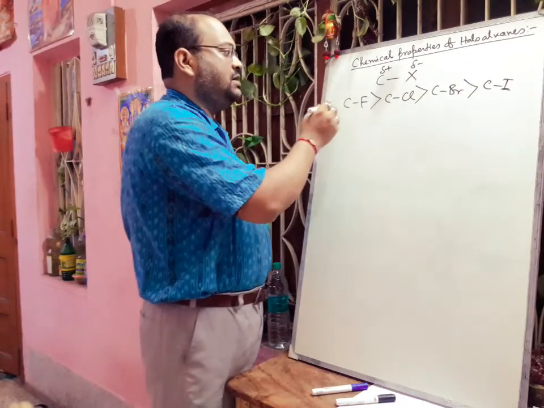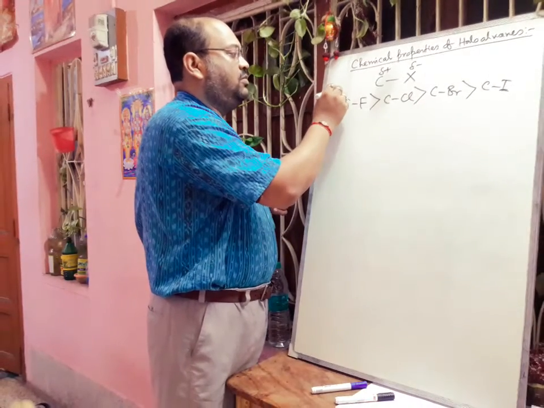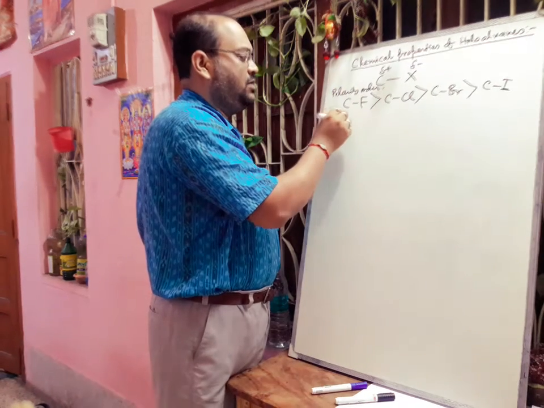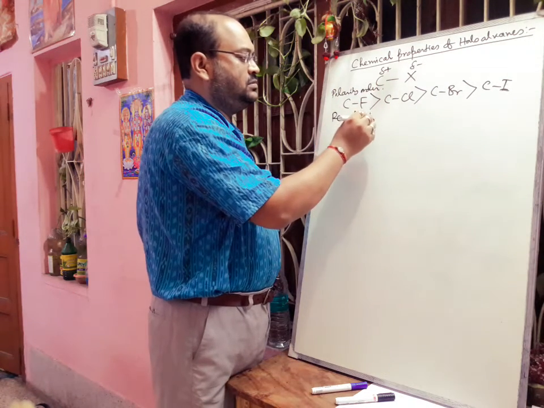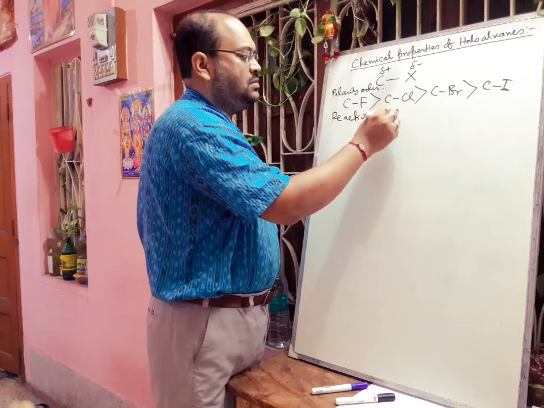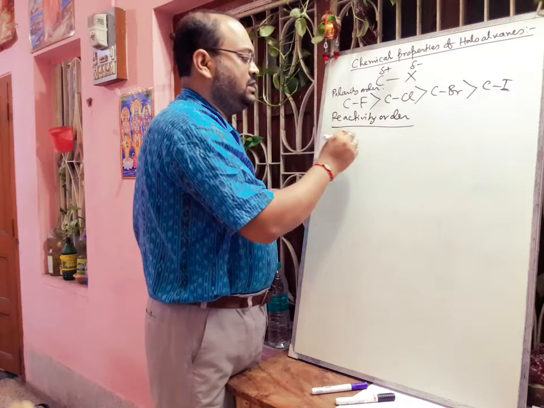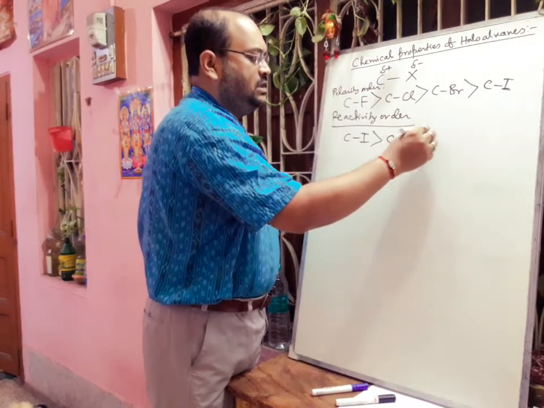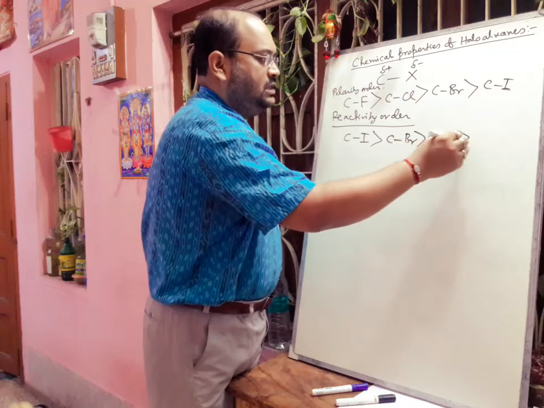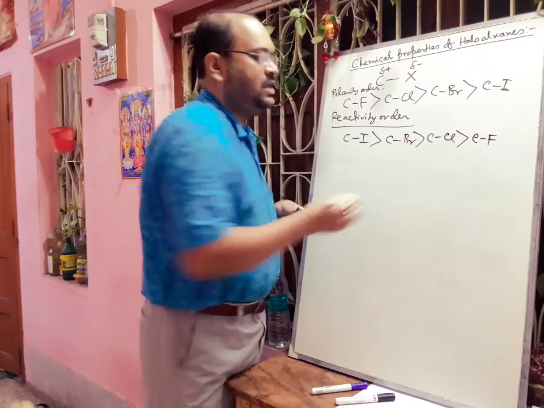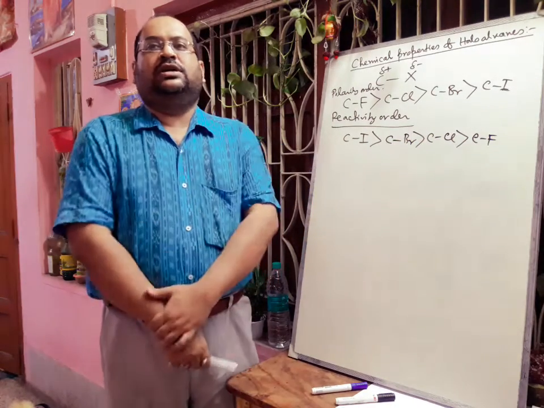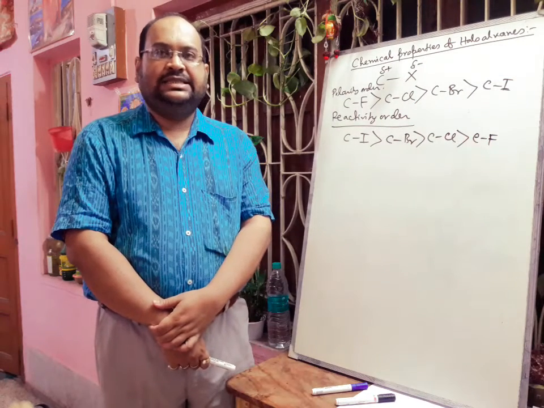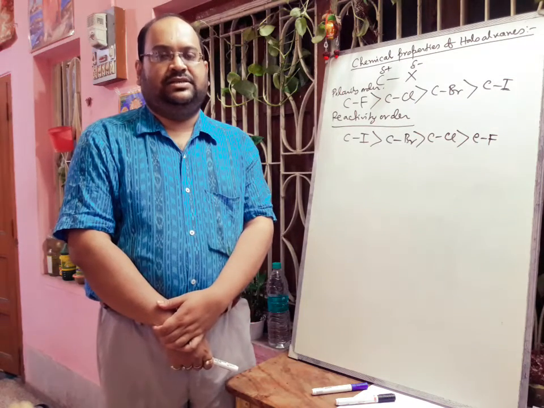This is the polarity order. The reactivity order for chemical reaction is C-I greater, then C-Br, then C-Cl, then C-F. This is because the C-I bond length is larger and has the minimum bond dissociation energy.